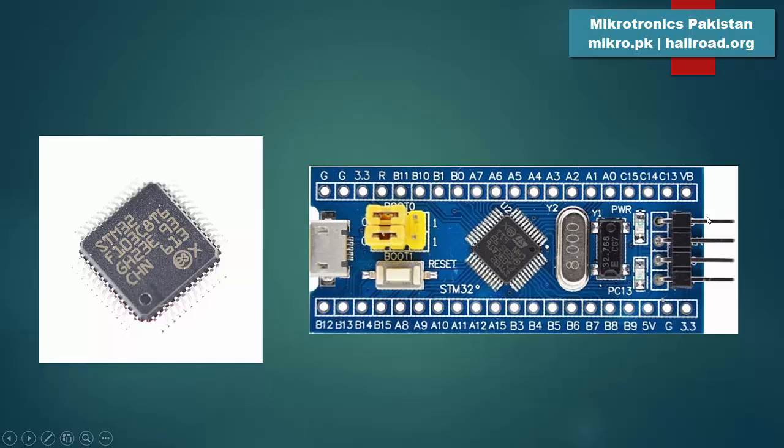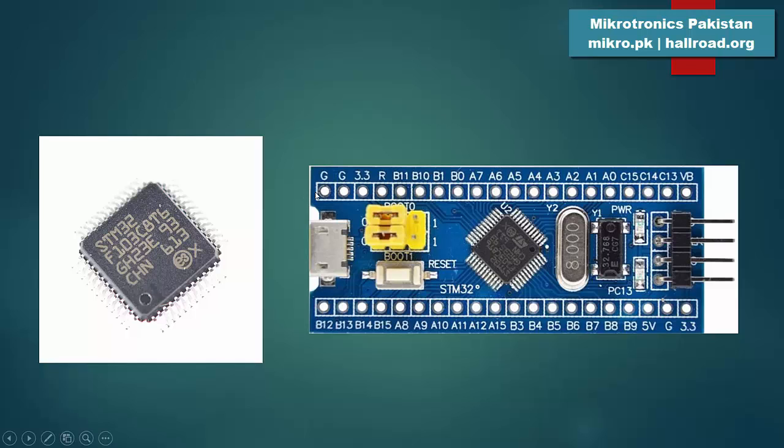If you don't want to use this programmer, you can use the internal bootloader, and for that you have to set the position of these pins. This is the USB connector. This microcontroller has a built-in USB 2 module, so you can make devices that appear as USB devices to your PC or other things.